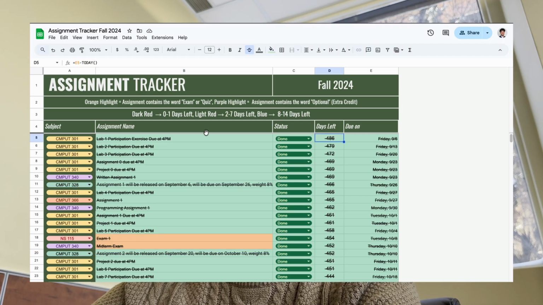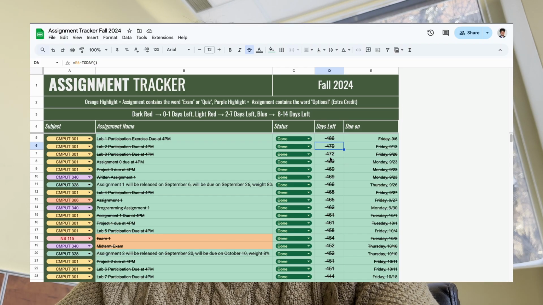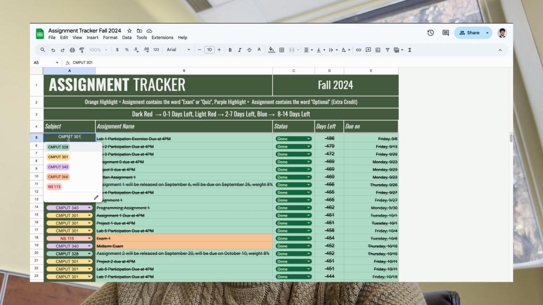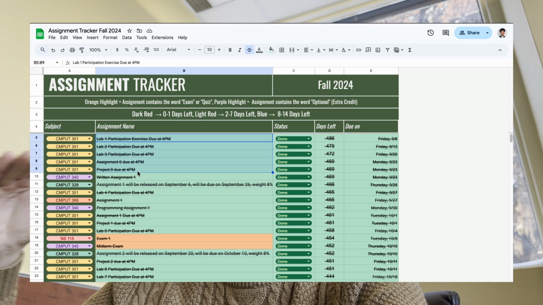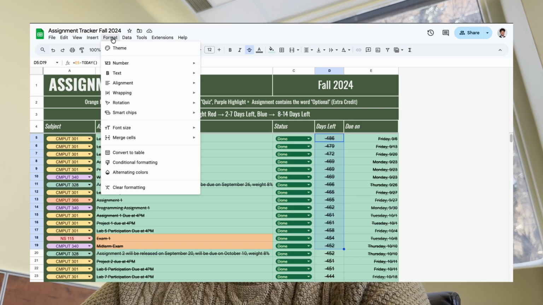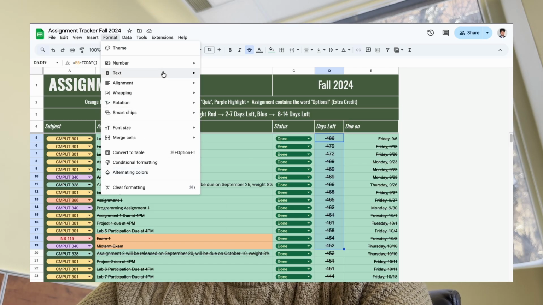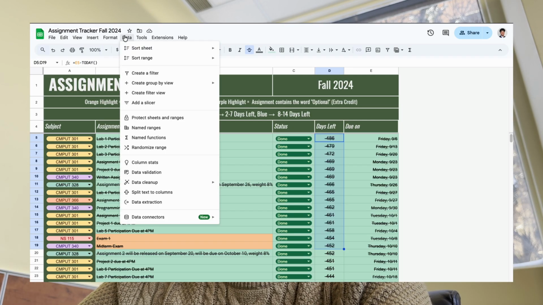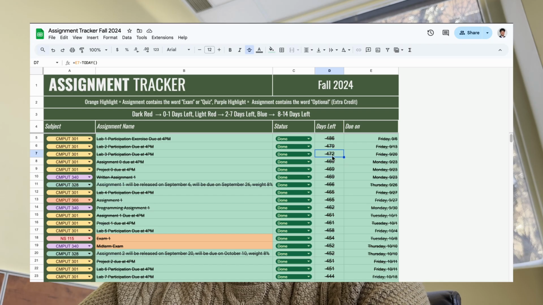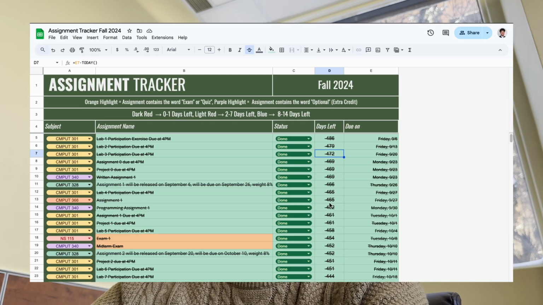And what it does is, you just enter the date here, and then it fills out the days left automatically. And what I usually do is, I fill it out based off of one course first. So all of the assignments of one course, and then select this and sort it from here. Format, and, data, sort range, column D. And this will sort all of the rows based off of the column, so the days left. So you have all of the assignments based off of whichever is going to be due the closest.